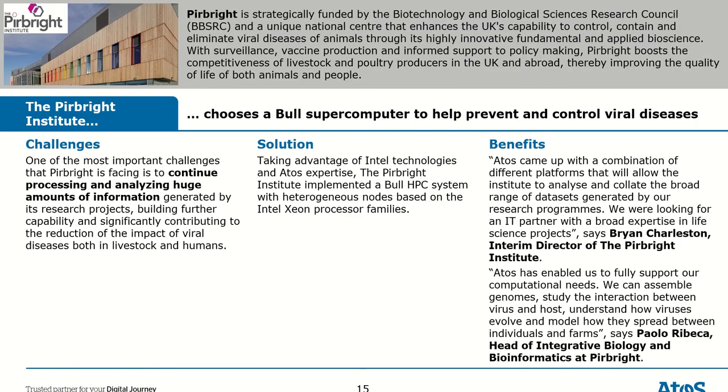The Pirbright Institute, funded by the Biotechnology and Biological Sciences Research Council, focuses on the prevention and control of viral diseases in livestock and poultry. One important thing to highlight here, very related with the current crisis, is that Pirbright also studies those viruses that are jumping from animals to humans, what is called zoonosis. Genomics is a very important part of the picture, and in this case, a heterogeneous supercomputer allows researchers to assemble genomes quickly and study the interactions between virus and host to understand how the virus evolves and to model how they spread between individuals and farms.